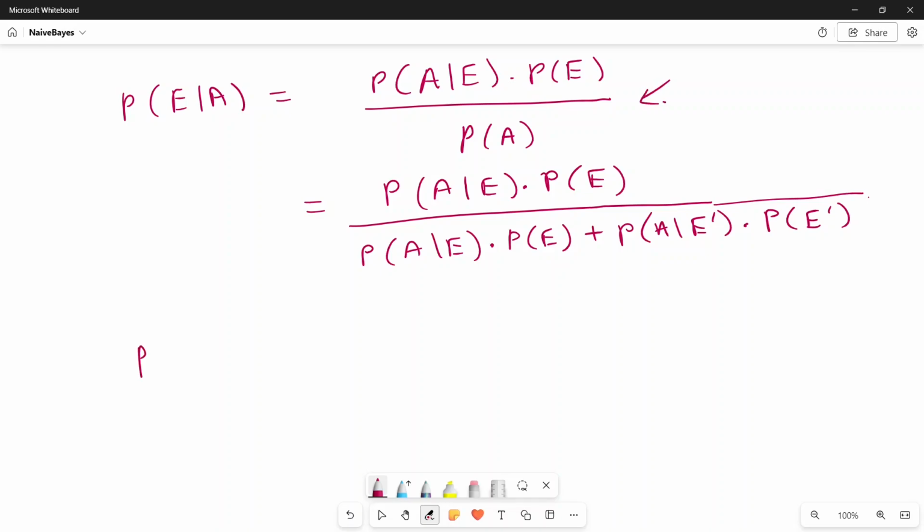Now, instead of E and A, let's consider Y and X. What do we mean by Y and X? What we are trying to predict here is the probability that the class label, which is what we are trying to predict, will be Y, given these attributes or features or dimensions.